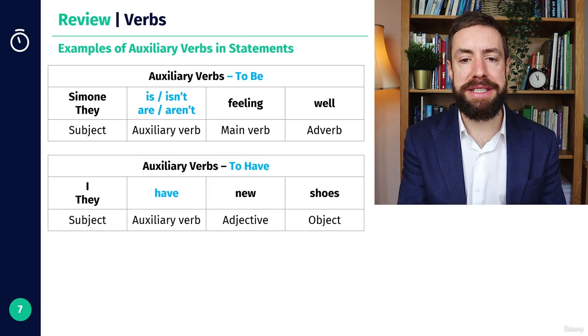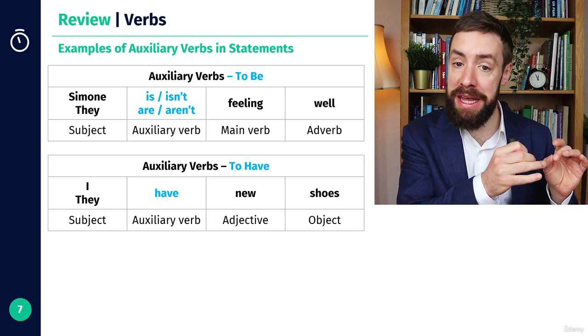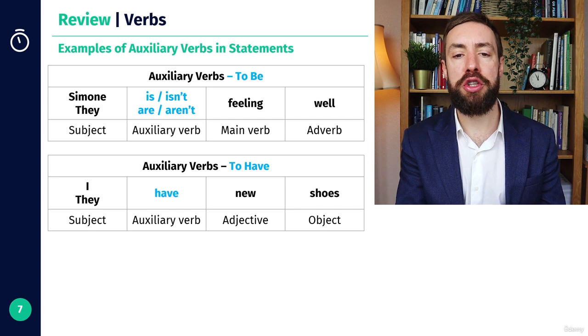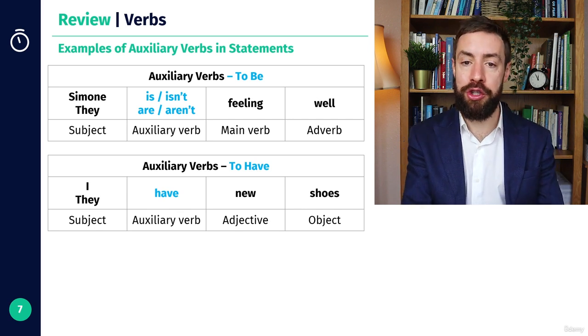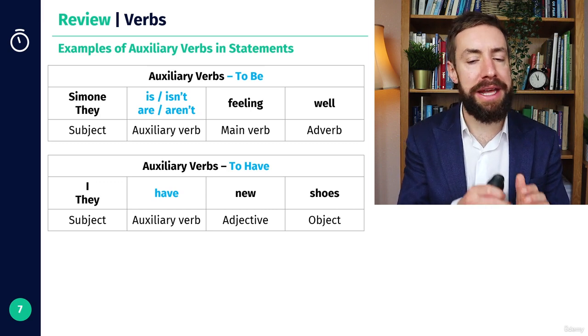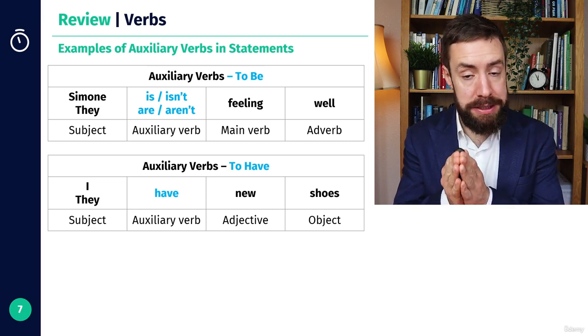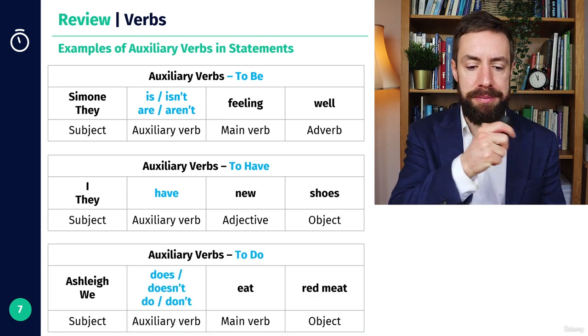Another example is with to have. By the way, that first one was to be. So the second auxiliary verb, to have. I have new shoes, or they have new shoes. So again, the auxiliary verb is have, and in a statement, it's coming after the subject. And then we have the adjective, and we have the object at the end.